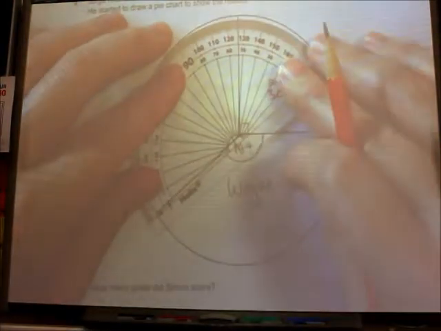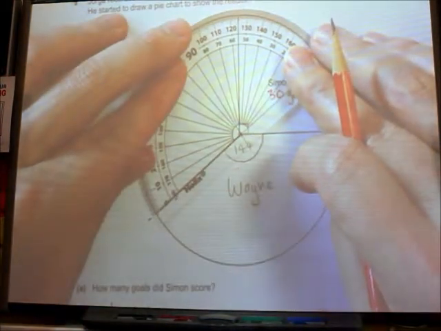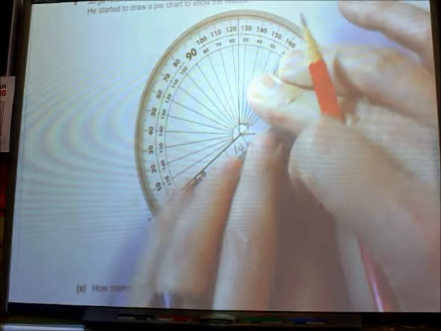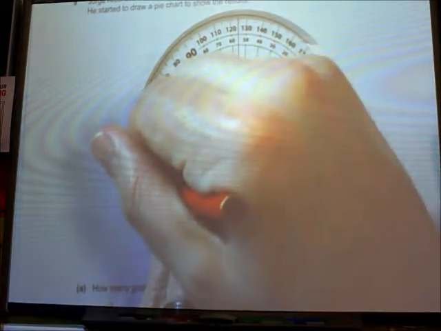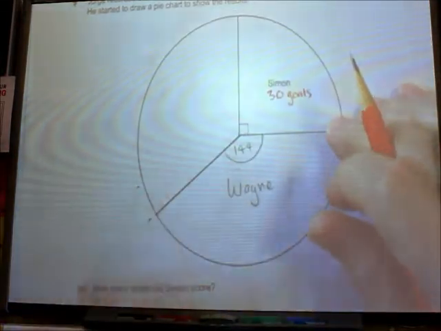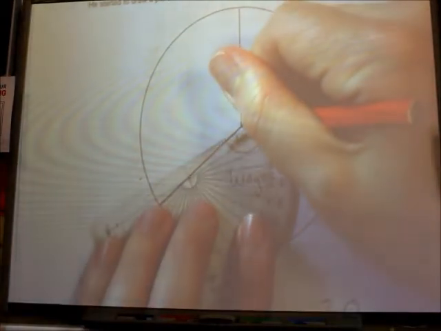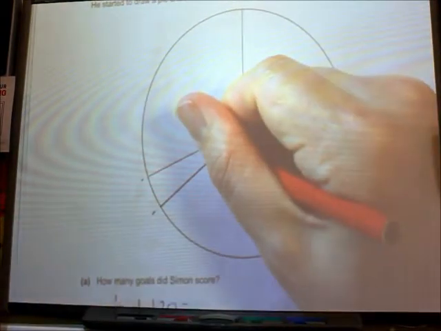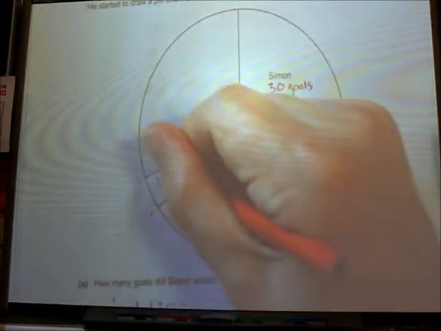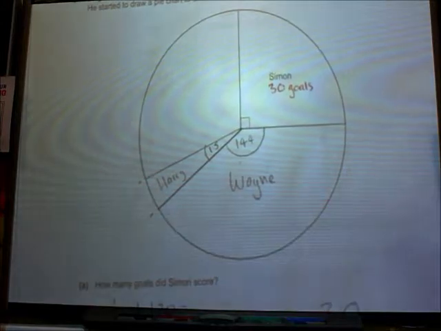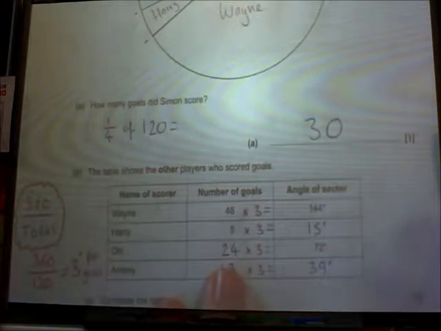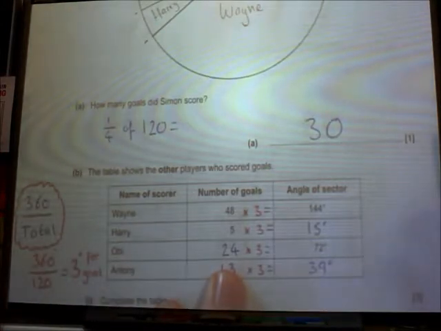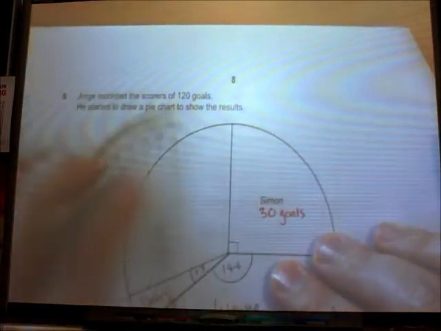So we're going to start from here. 15 degrees. Put a line. Try and keep it as accurate as you possibly can. Goes without saying. That was 15 degrees, and that was Harry. And there's a couple left. There's Obi, who got 24 goals, and that's 72 degrees.